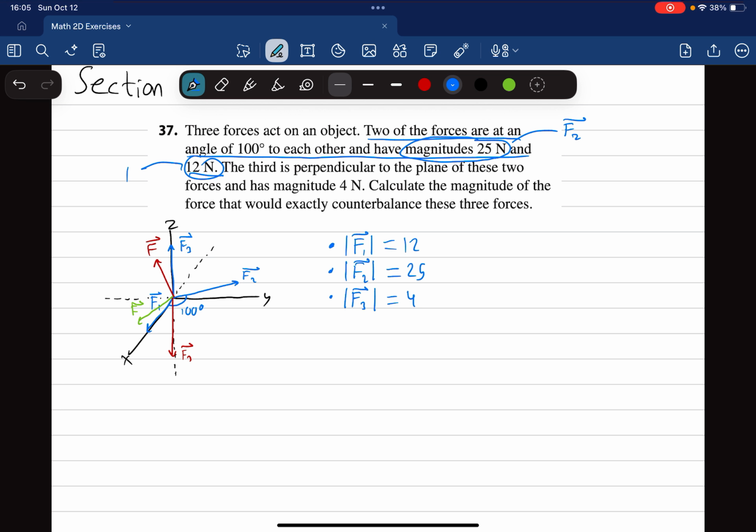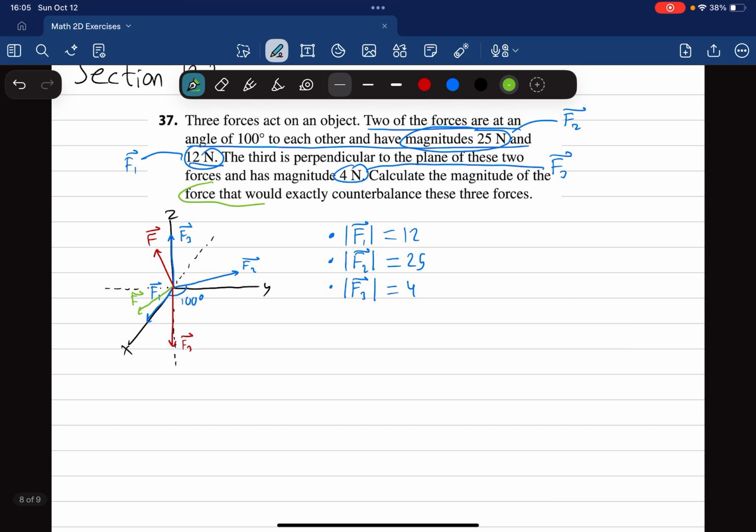So this was our force 1. This was our force 3. And finally, our counterbalancing force. This is F. Okay.